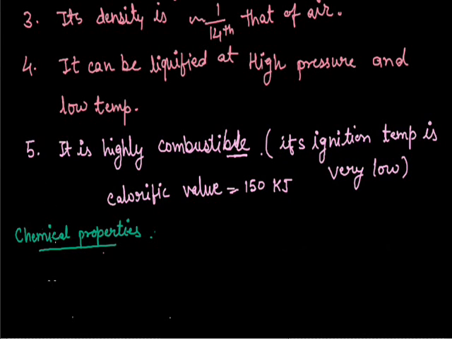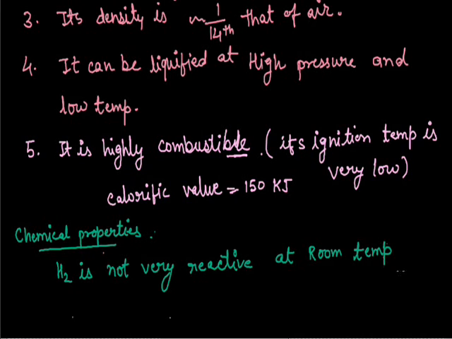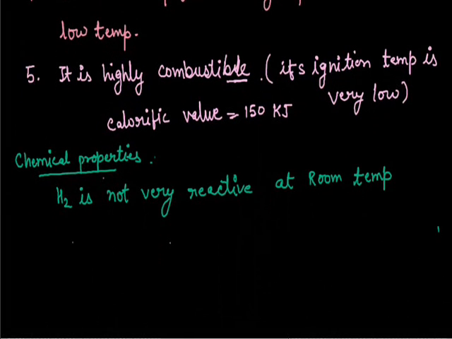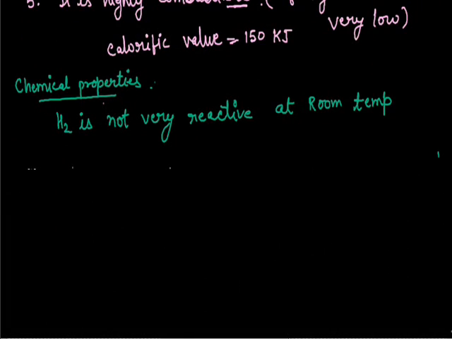We will start with the chemical properties. In the case of chemical properties, dihydrogen is not very reactive at room temperature. Why is it less reactive? The reason is that it has high bond enthalpy of the H-H bond.